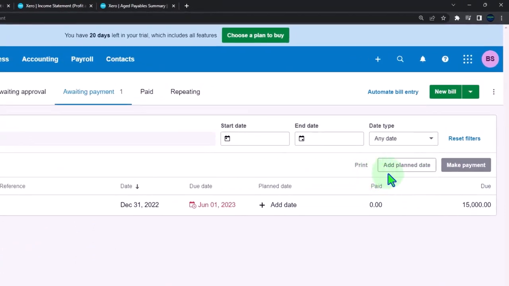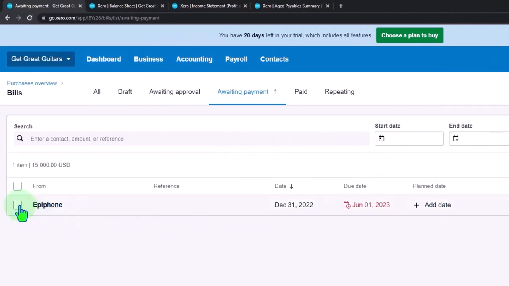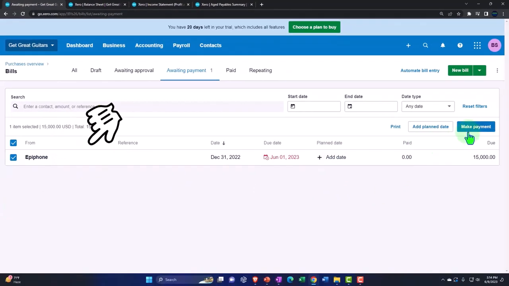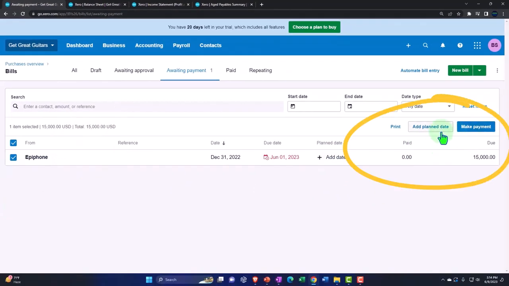And then you've got the add plan date, make a payment. So then you can select them. If you're going to be paying off multiple of them, you can select multiple of them and then go back up top and say make payment or add a planned date that you're going to be making a payment.